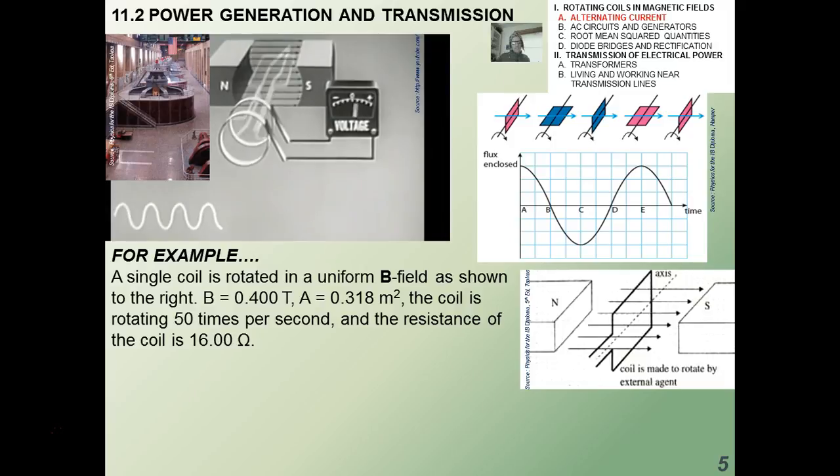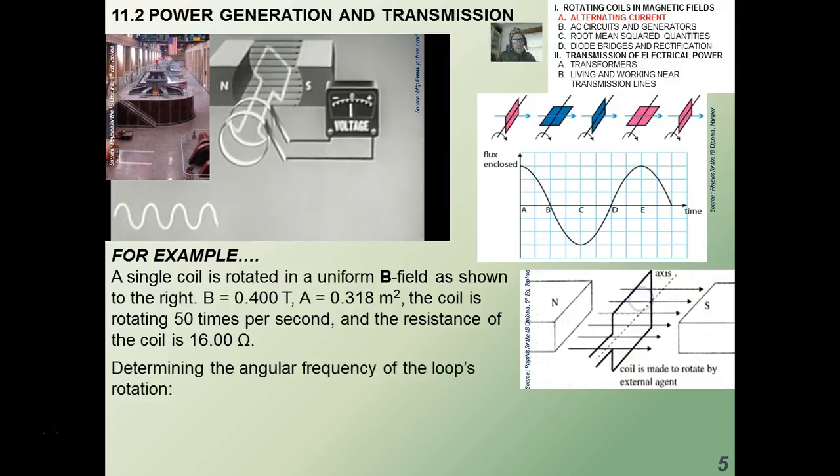All right. So I'm going to base all of my discussion on a single example, okay? So imagine that you have a coil, a planar single coil, so n equals 1, and it's in a uniform magnetic field, here going from the North Pole to the South Pole, of course. And the strength of that field is 0.4 Tesla. The area of the coil is 0.318 square meters. The coil is rotating 50 times per second, or in other words, the frequency is 50 hertz. And the resistance of the coil, the wire making it up, is 16 ohms, okay?